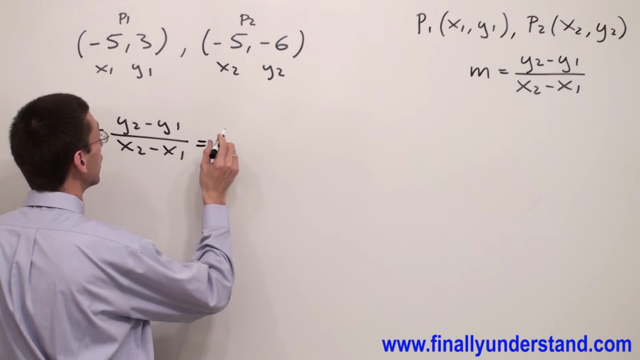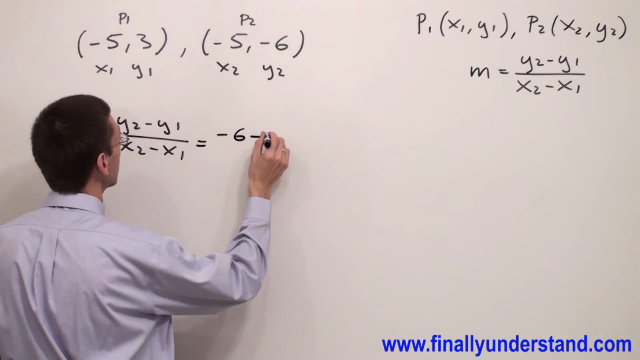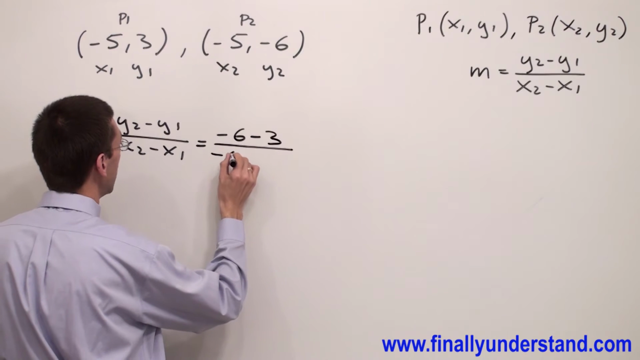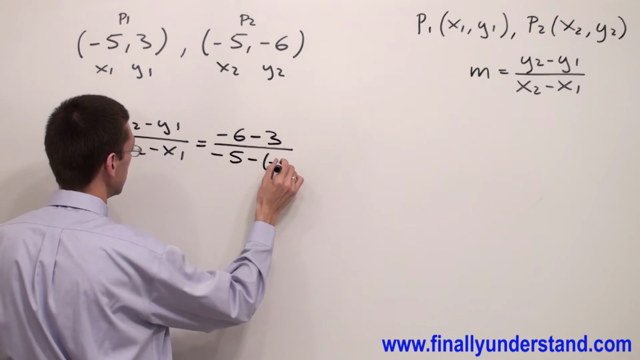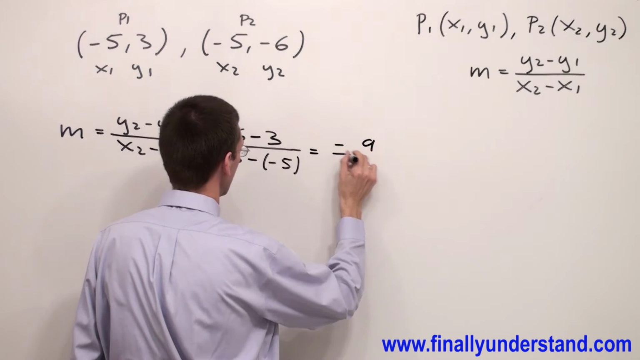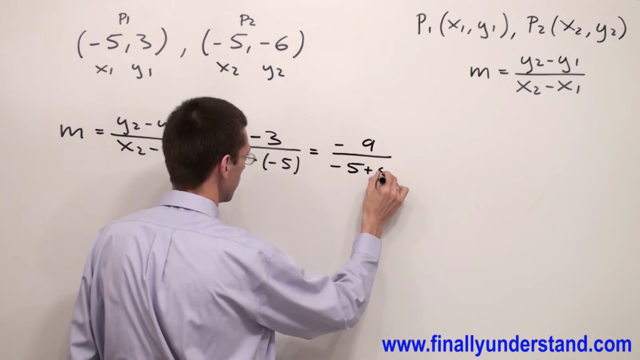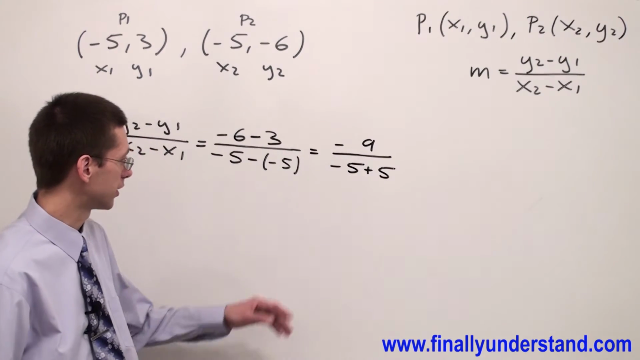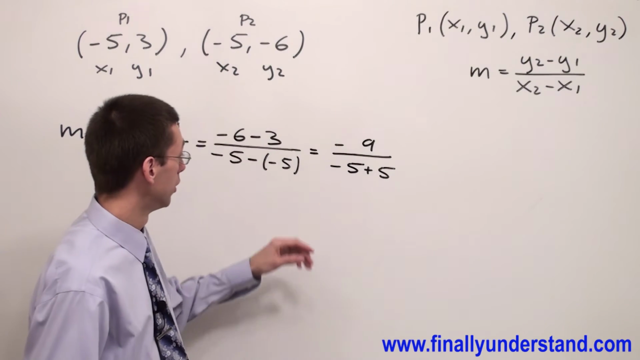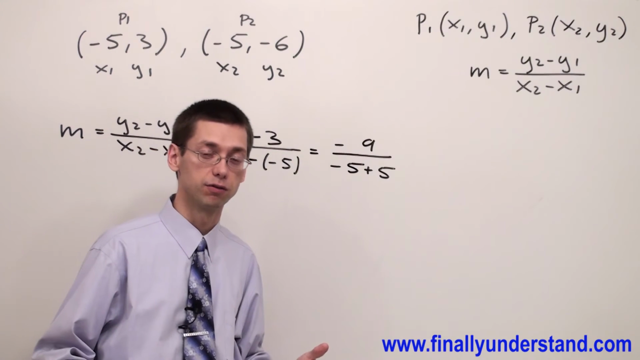This is equal to, y2 is negative 6 minus y1, which is 3, over negative 5 minus negative 5, which is equal to negative 9 over negative 5. Negative times negative gives me positive. Please notice that negative 5 plus 5 is going to give me 0. So negative 9 divided by 0 gives me an undefined number.